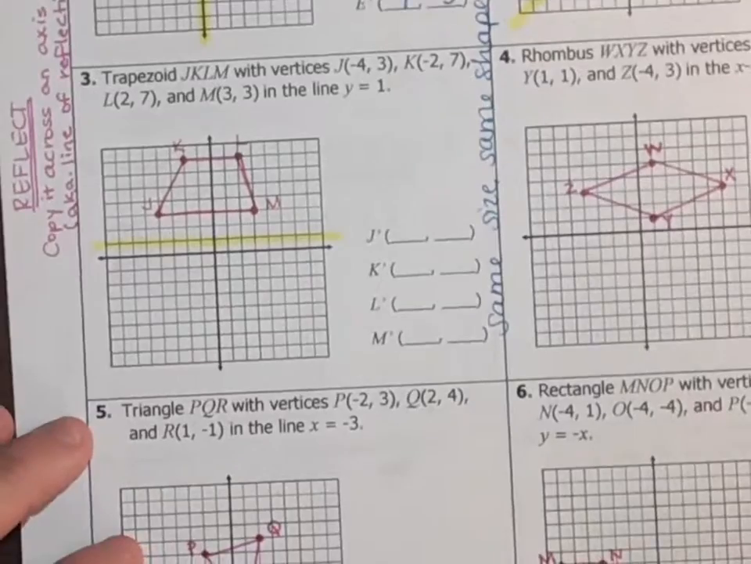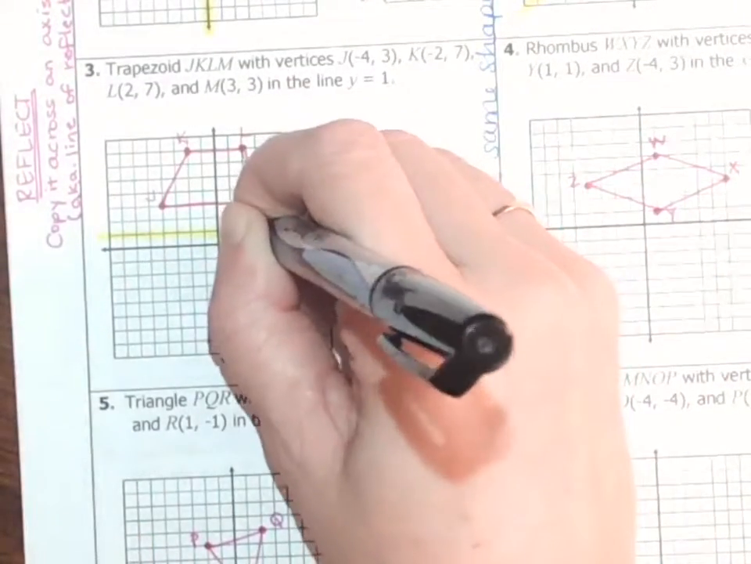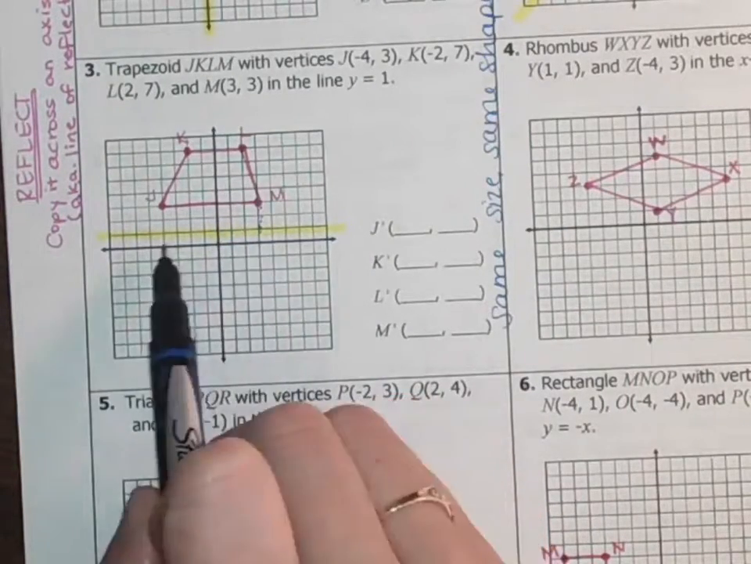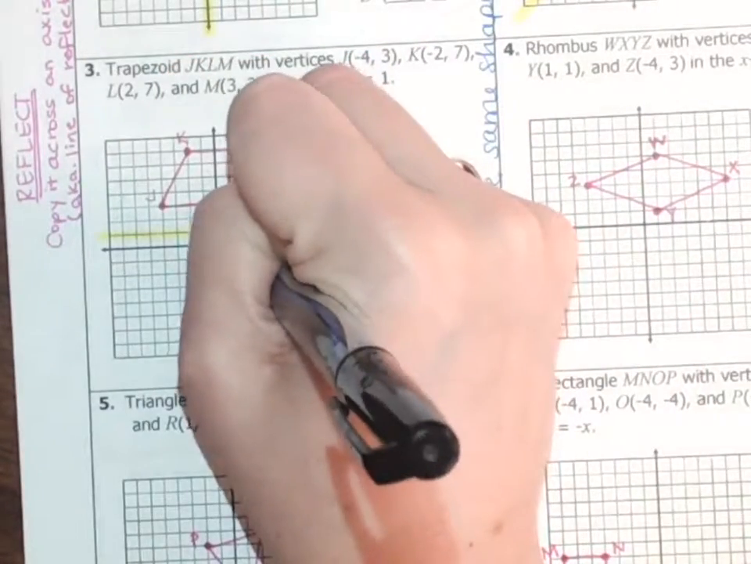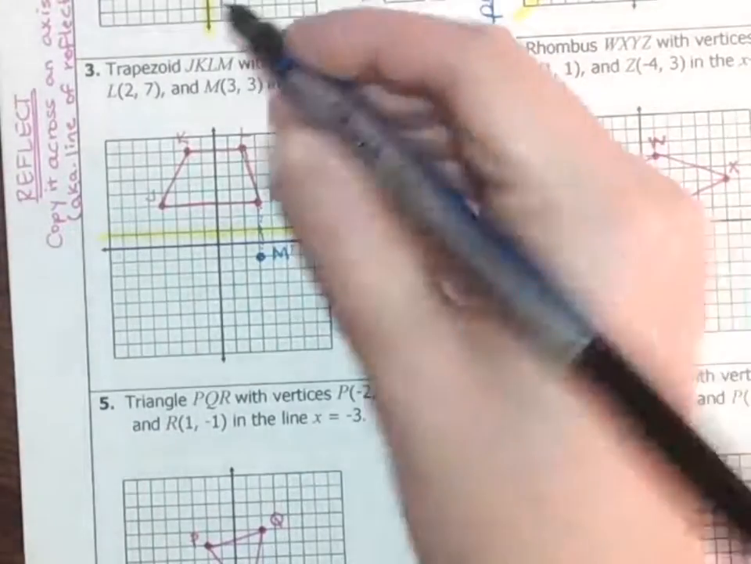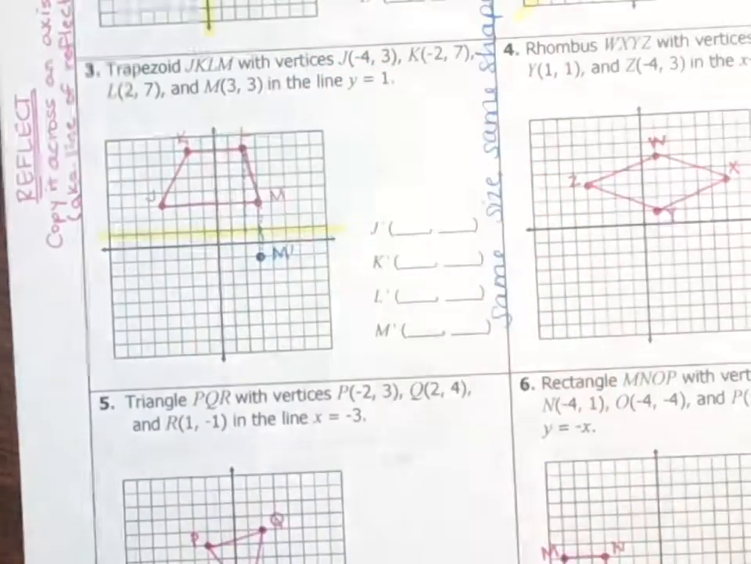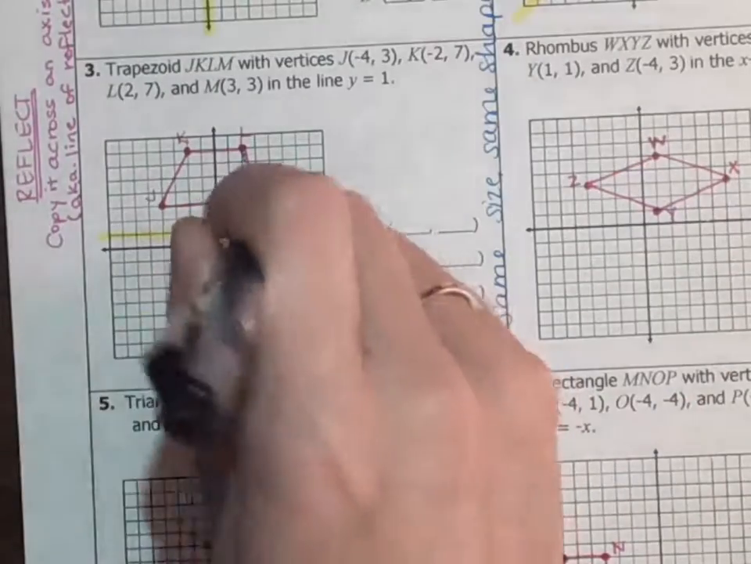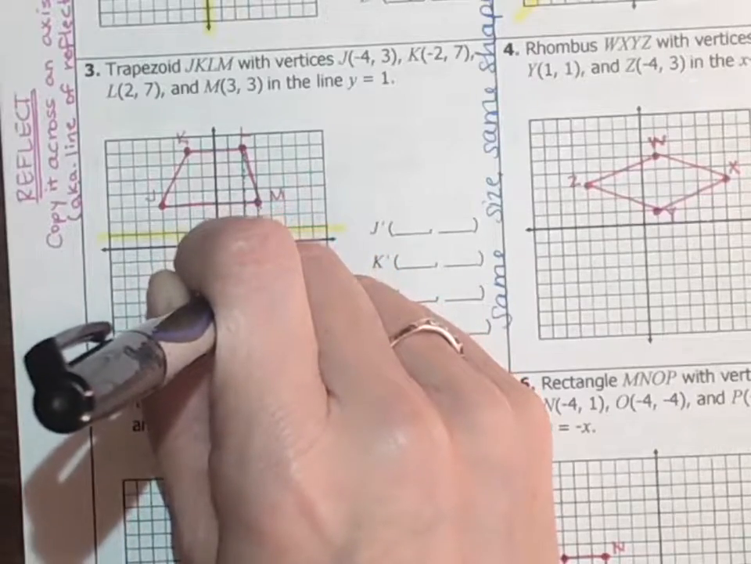Let's come back down here to our trapezoid. All right, so for M, we know that it's 2 spaces away from our line of symmetry. We're going to go 2 points the other direction for M prime. All right. For L prime, we're 1, 2, 3, 4, 5, 6 spaces away from our line of symmetry. So to get to L prime, we're going to go 6 spaces the other direction. 1, 2, 3, 4, 5, 6.